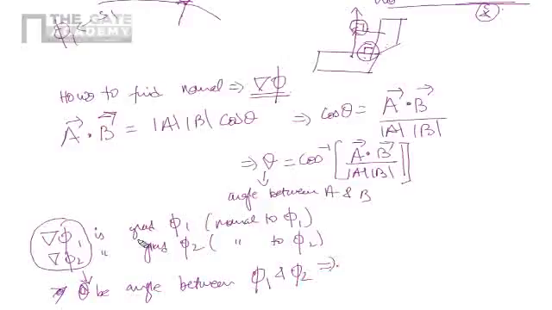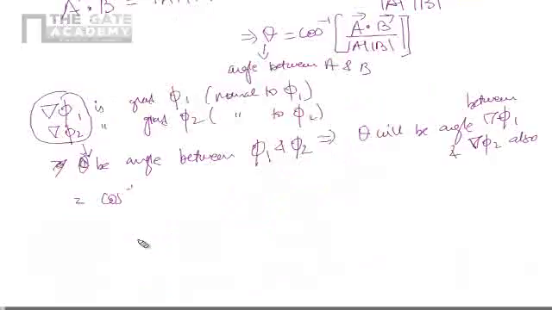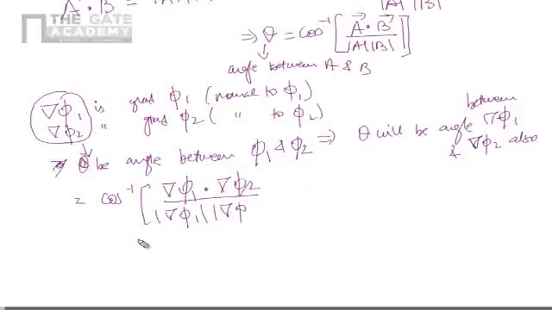Theta will be the angle between the normals also, that is, the angle between del phi 1 and del phi 2, because the angle between the surfaces is nothing but the angle between the normals to the surfaces. We have seen it, right? So ultimately theta is nothing but cos inverse of del phi 1 dot del phi 2 divided by mod del phi 1 into mod del phi 2. That's it. This is the answer. Ultimately we have to plug in these values here.